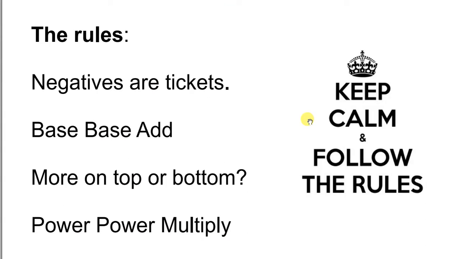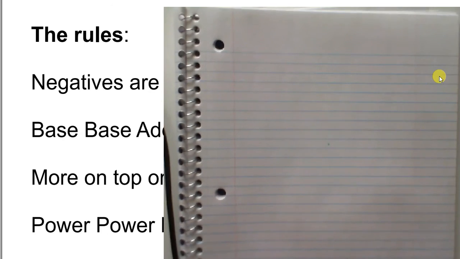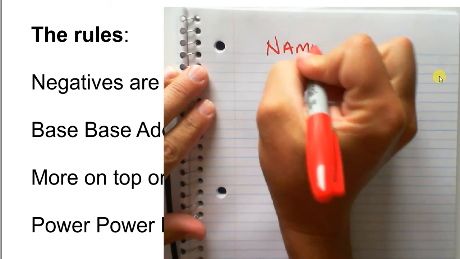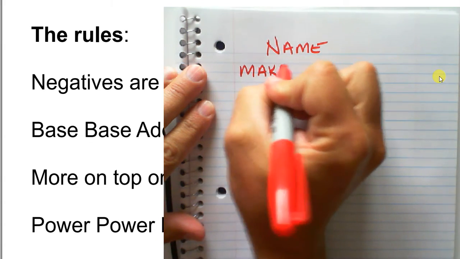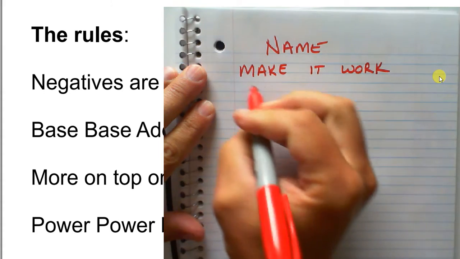So the rules we know are: negatives are tickets, base, base, add, more on the top or the bottom, power, power, multiply. Those are the rules that we know. We're going to get those into our notes. Let's start with our name. Our title is Make It Work. And here are the rules that we have.